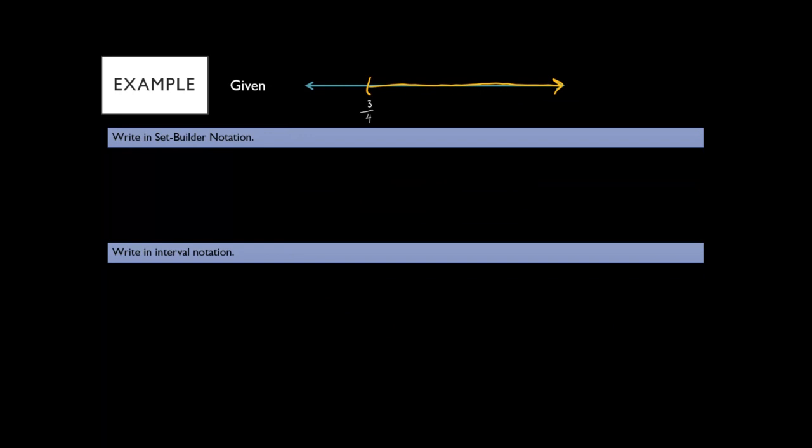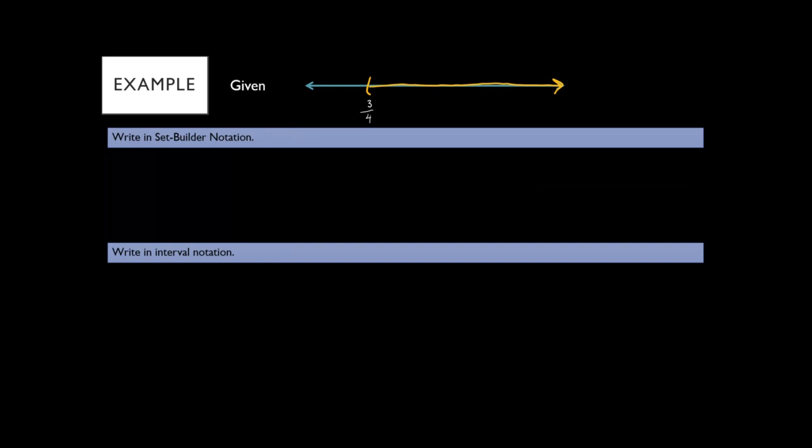So we've got this graph here. And we've got a parenthesis at 3/4, and then we're shading to the right. The first thing it says is to write in set-builder notation. It gets more difficult as it goes, but it's still not that bad. It really isn't.